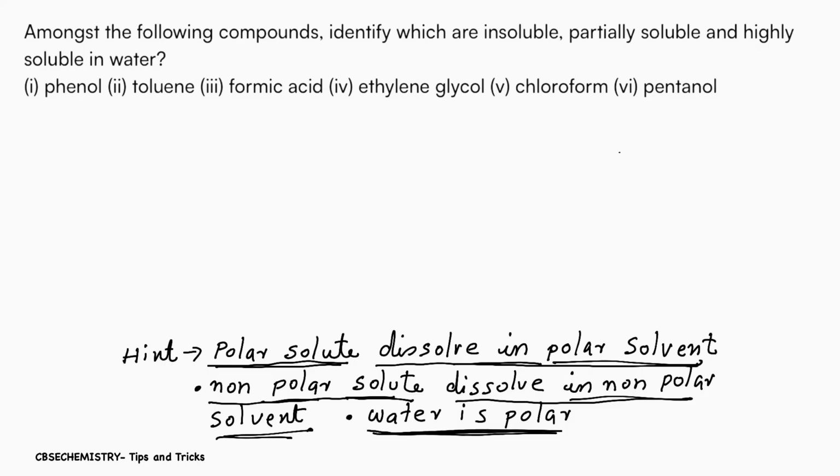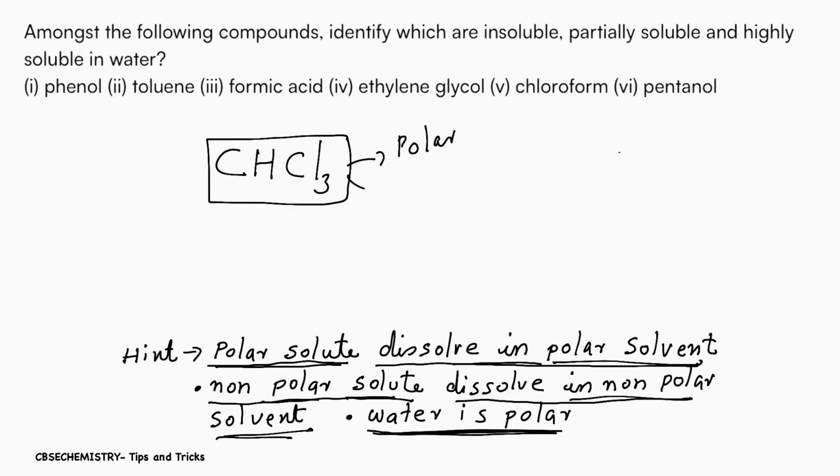Next is chloroform. Chloroform is CHCl3. See, chloroform is a polar molecule, but its polarity is very, very less. So its solubility in water is practically zero. So we can say it is insoluble in water.